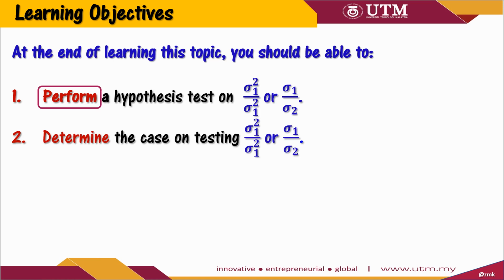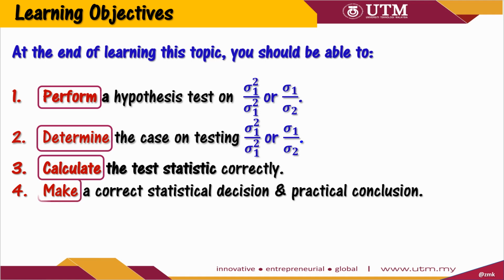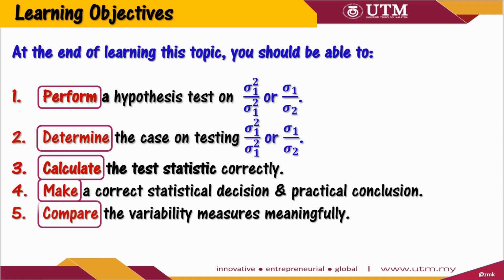Second, you should be able to determine the only one case on testing the ratios of variability measures. Remember, both variance and standard deviation measure variability. Third, you should be able to calculate the suitable test statistic in testing these ratios. Fourth, you should be able to make a correct statistical decision and draw a practical conclusion on these ratios. And finally, you should be able to compare the variability measures either between the population variances or between the population standard deviations meaningfully.